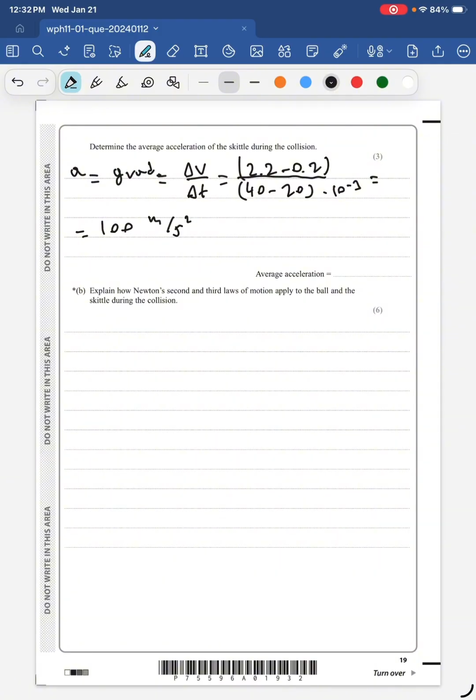So let's do part B. Explain how Newton's second and third laws of motion apply to the ball and the skittle during the collision. Okay, I'm going to write my answer and then check with the mark scheme to make sure that my answer from 2 years ago was correct.